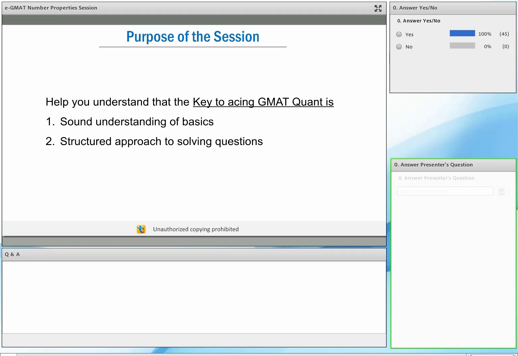All right, sounds good. Now, the purpose of this session is making sure that you understand the right way to approach GMAT Quant. Essentially, there are two main things with GMAT Quant. The first one is that you need to have a sound understanding of the basics. That's very, very important. Many times, students think that they just need to know the concepts, right? But it's the extent to which you need to know the concepts that really matters in the end. Do you know the concepts inside out?